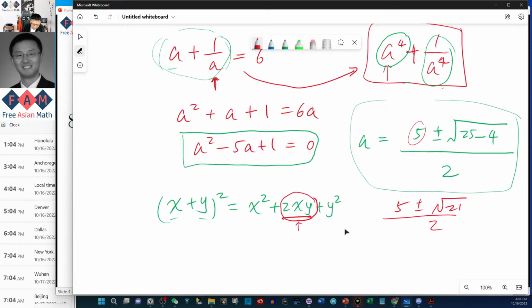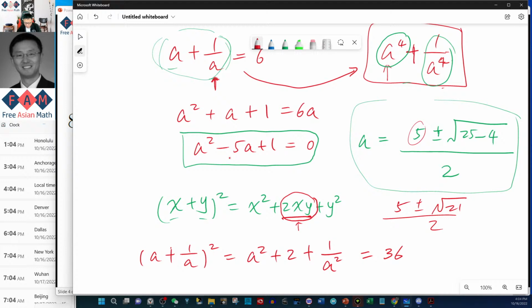So if we do this, (a plus 1 over a) squared will give us a squared plus the middle one becomes a number. A times 1 over a, that's 1, coefficient 2. So this is nothing but just a 2. You get 1 over a squared. But we already know the original number is 6, so this must be 6 squared, that's 36.